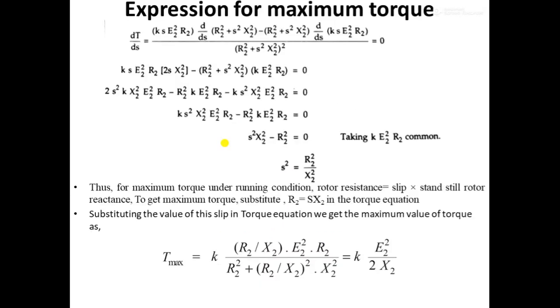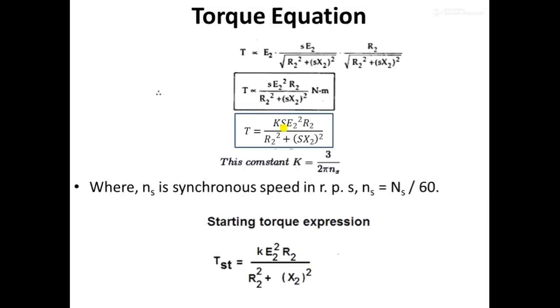Next we are going to obtain the condition for maximum torque and the value of maximum torque. In order to obtain the condition for maximum torque, we will be finding the first derivative of torque with respect to the variable slip and equating it to 0. So we have already obtained the relation for torque with respect to slip, that is torque is equal to K s E2 square R2 divided by R2 square plus (sX2) whole square. This is actually the torque under running condition.